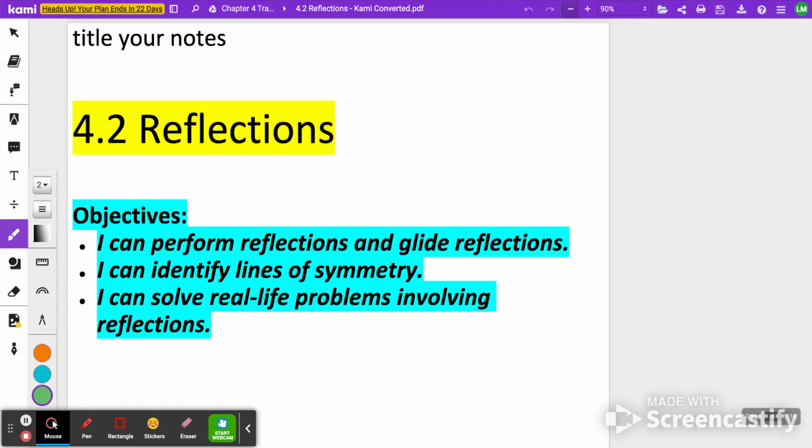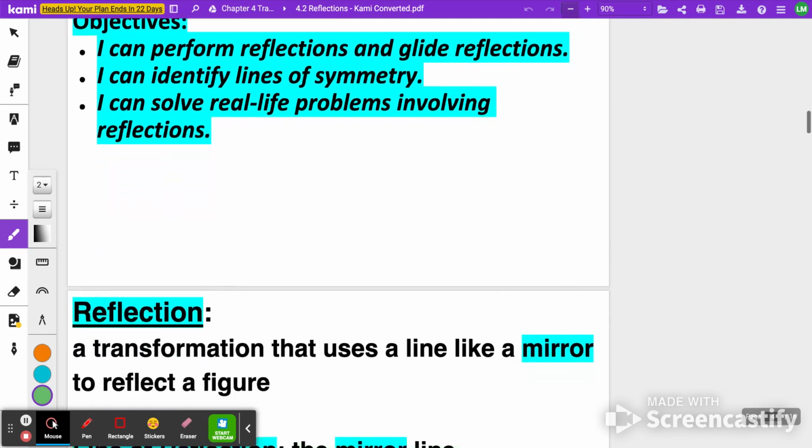So our main objectives are to be able to perform reflections and glide reflections, identify lines of symmetry, and then solve real-life problems involving reflections. Let's go ahead and get started.